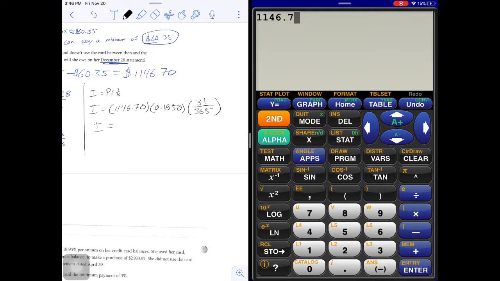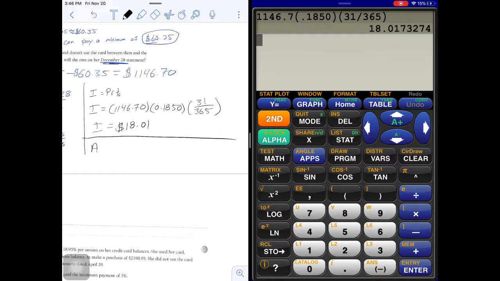So 1,146.7 times 0.1850 times 31 divided by 365. So that means she's going to owe an extra $18.08. Okay, so to figure out how much she has sitting in this account that she owes, A equals P plus I. So $1,146.70 plus $18.01. So I'm going to add that all together.